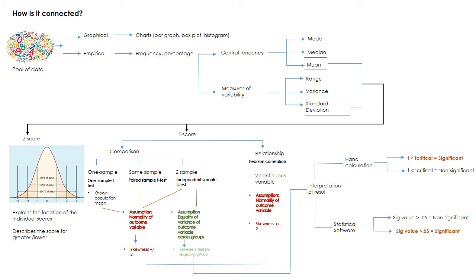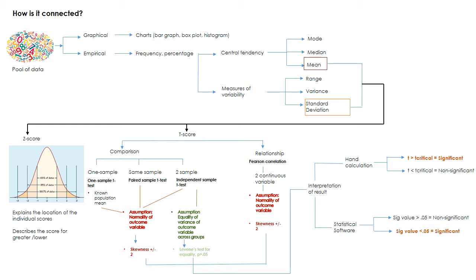Next, in inferential statistics, we used the mean and standard deviation from the raw score and converted it to a t-score. Why do we need to convert it to a t-score? Because you have questions about comparisons and you would like to answer questions on relationships. When you are looking at comparisons, you have one sample and a known population mean. Okay, you want to see, is it the same?